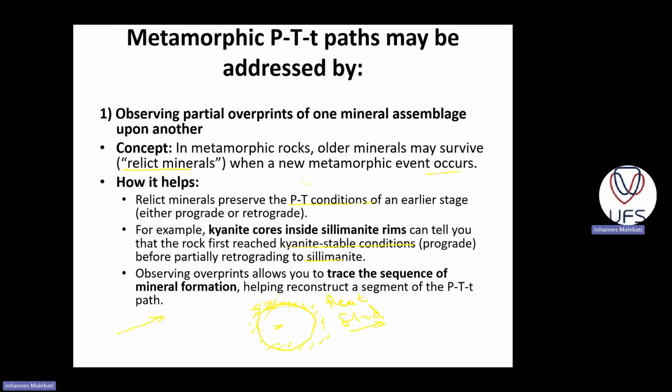Now we don't have a sufficient amount of heat and fluid because some of the fluids were lost during prograde. Then because of that, we start to have new conditions, that is to say cooling, that would bring us sillimanite. So observing overprints allows you to trace the sequence of mineral formation, helping reconstruct a segment of the P-T-t path.